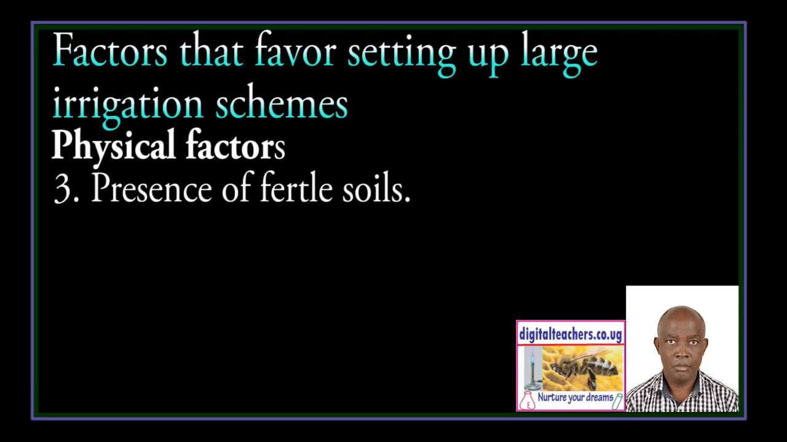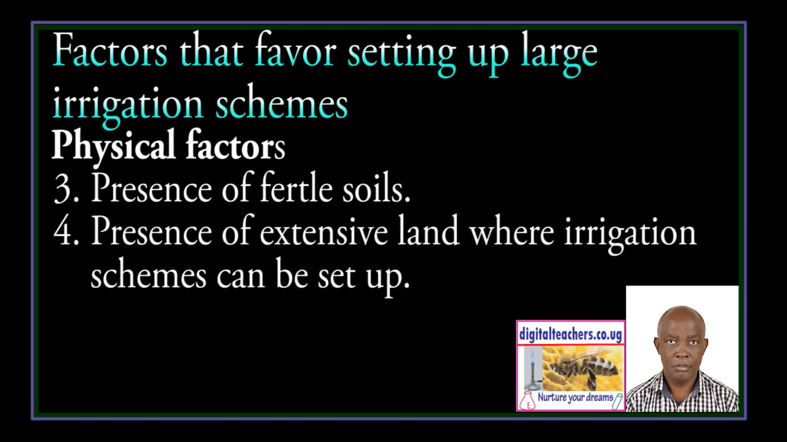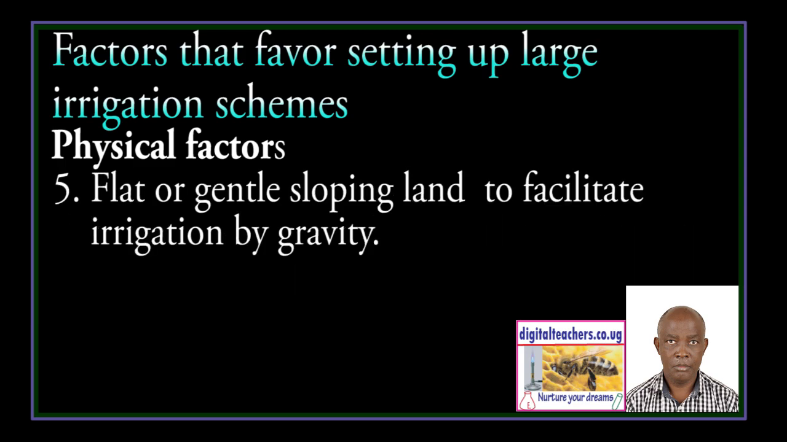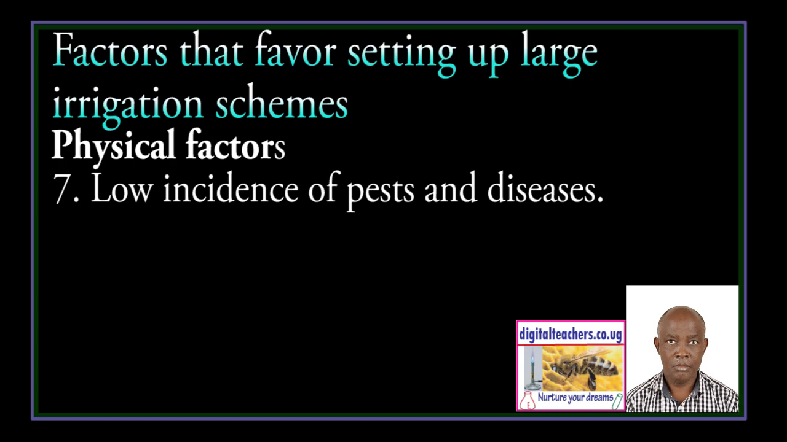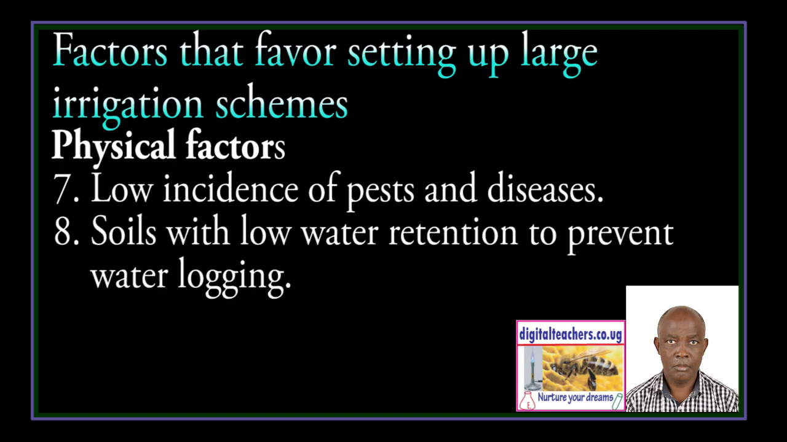Presence of fertile soils. Presence of extensive land where irrigation schemes can be set up. Flat or gentle sloping land to facilitate irrigation by gravity. Aridity reduces costs of clearing land. Low incidence of pests and diseases. Soils with low water retention to prevent waterlogging.